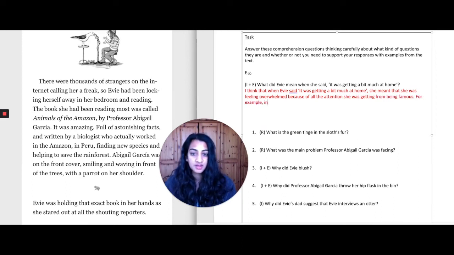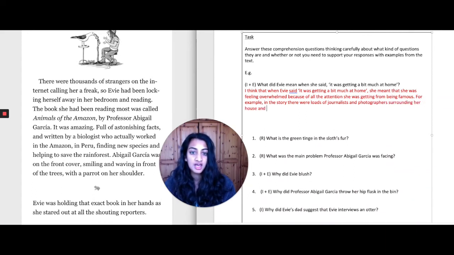For example, in the story, so here I'm not using a direct example from the text, but I am paraphrasing or summarising something that's happened. So in the story, there were thousands, actually I don't know if it was thousands, I probably shouldn't say that. There were loads of journalists and photographers surrounding her house, and now I can use a quote. There were thousands of strangers on the internet calling her a freak. So it's quite a long answer you can see here, but I do need to include all this information, otherwise I would not have answered the question very thoroughly.